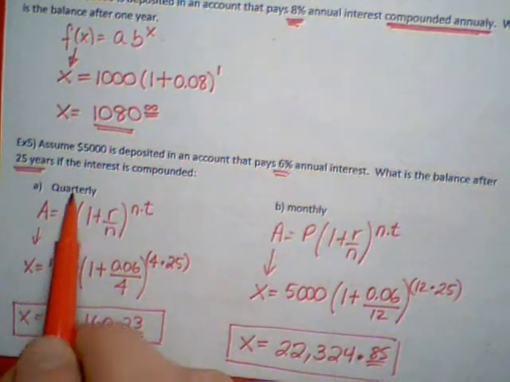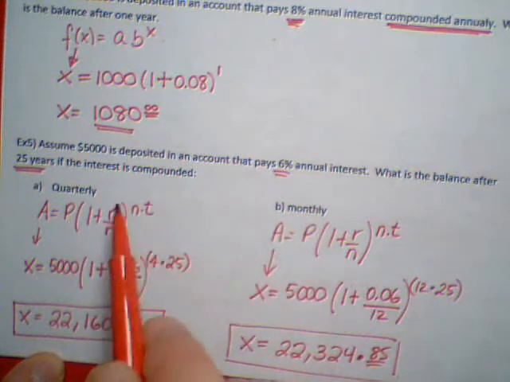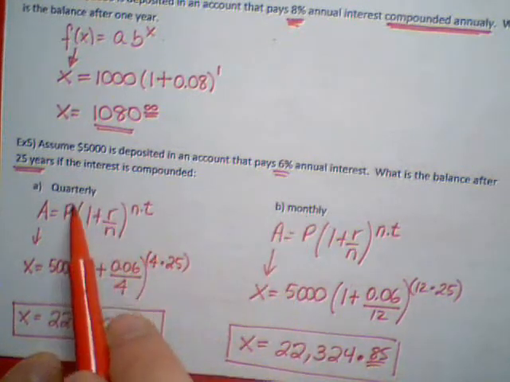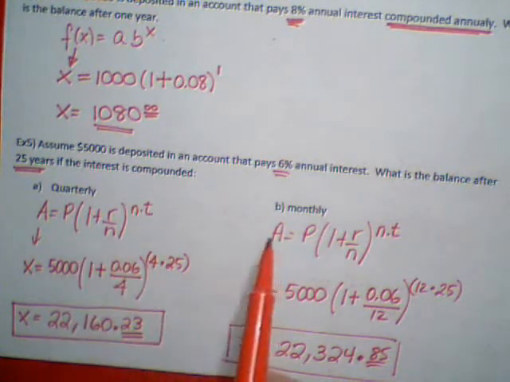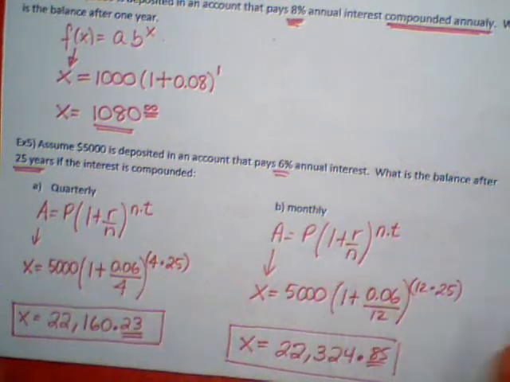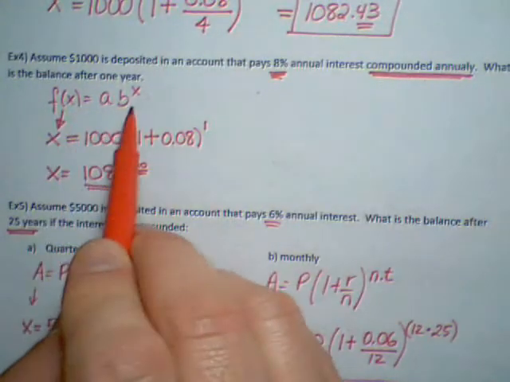So these are key words that you want to look for when you do the homework tonight. Watch for the keywords quarterly, monthly. If you see those words, you want to use this formula. If you see annually or each year, you want to use this formula.